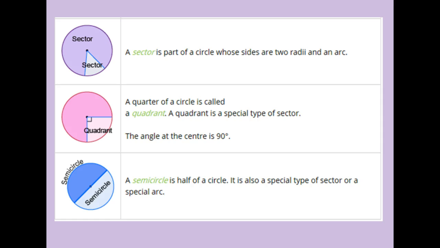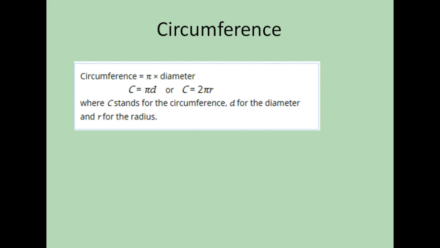The next one is a sector. A sector is part of a circle whose sides are the radius and the arc. So you've got two arms, which are the radius, and the arc coming along here. So this section in here is called the sector. We have a quadrant, which is a quarter of a circle. And we have semicircles as well, which is half a circle, and is a special type of sector or special arc.